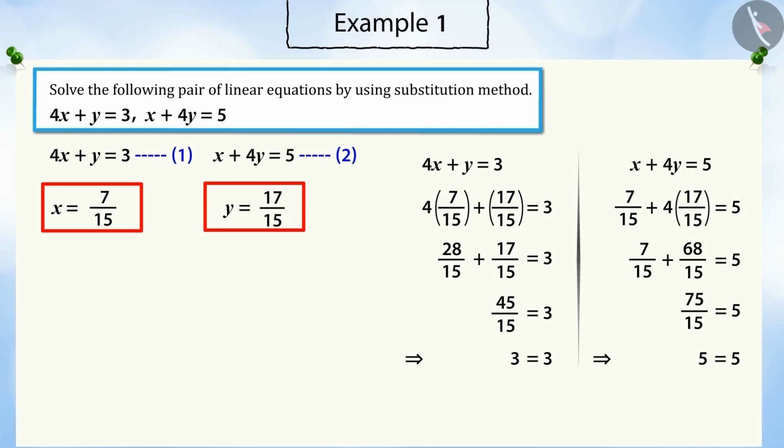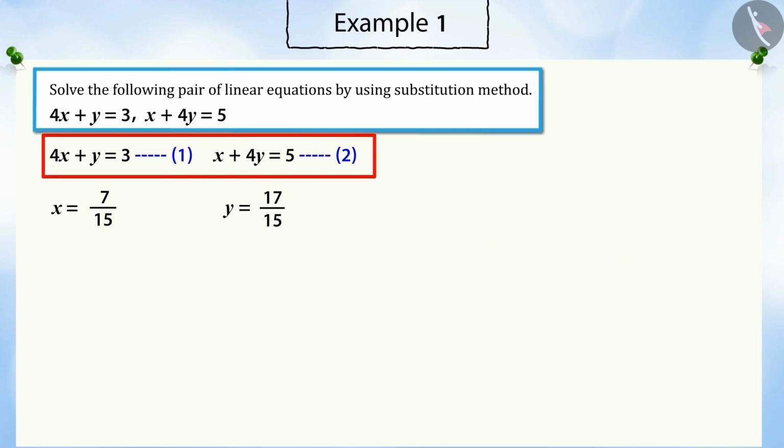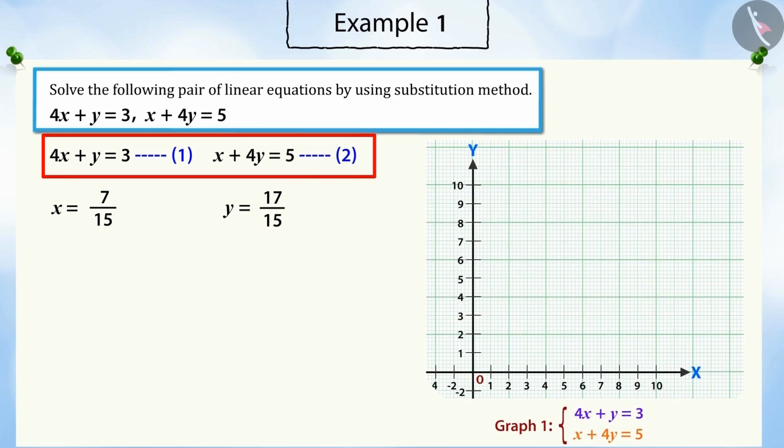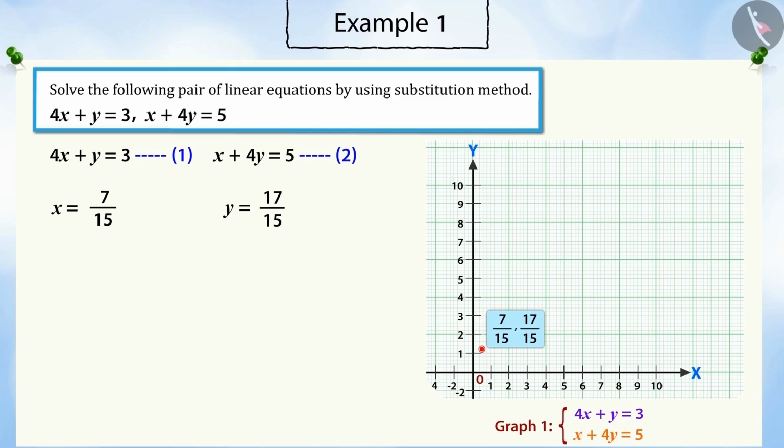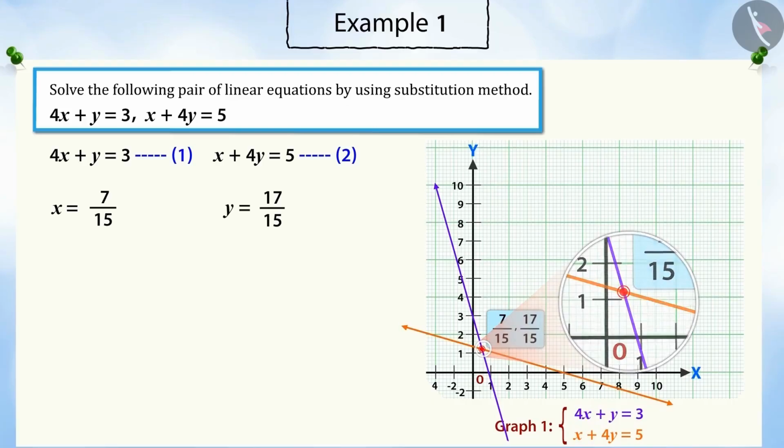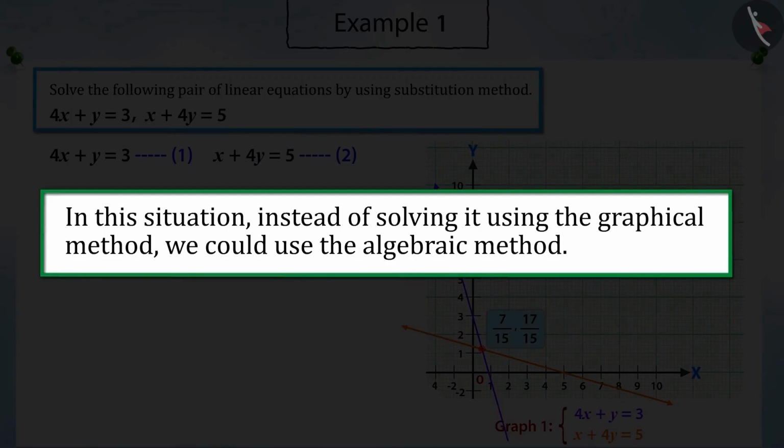You can see that the solution of this pair of linear equations is not a whole number. When the solution of linear equations is not a whole number, then it is not suitable to use the graphical method, because the chances of making an error while plotting these points are high. In this situation, linear equations can be solved using the algebraic method instead of the graphical method. Let's look at another example.